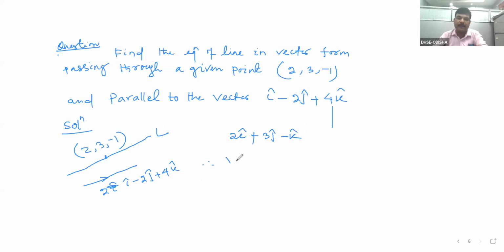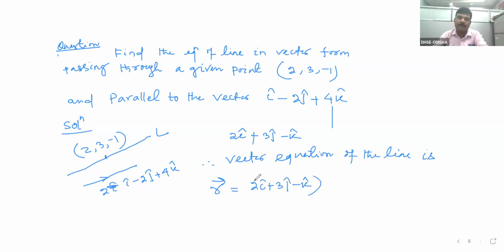Thus vector equation of the line is R = A + lambda B, where A is 2I cap + 3j cap - k cap, plus lambda into I cap - 2j cap + 4k cap. Okay, this is the answer.